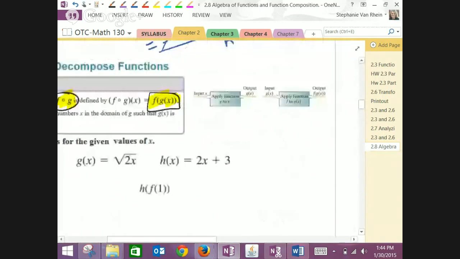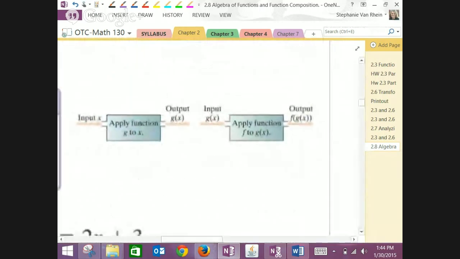Your book has this little picture. You put x into g, you get out g of x, whatever that is. Then you take g of x and plug that into f, and you get out f of g of x.